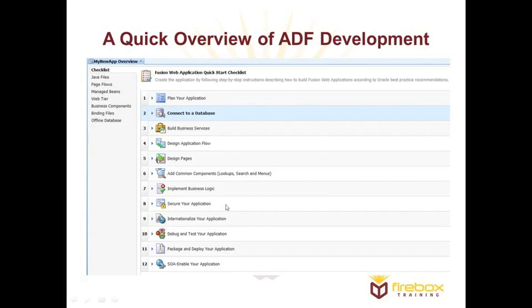I mean, you don't have to secure your application. If you want every page to be public, that's fine. You don't have to internationalize your application, but they do provide a roadmap for that. You definitely want to debug and test it, and then when you're finished, you can package and deploy it and make it SOA enabled.